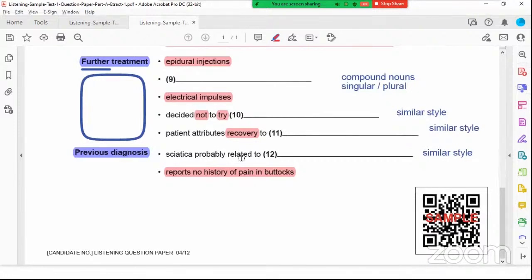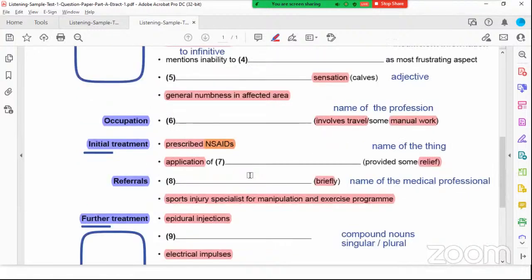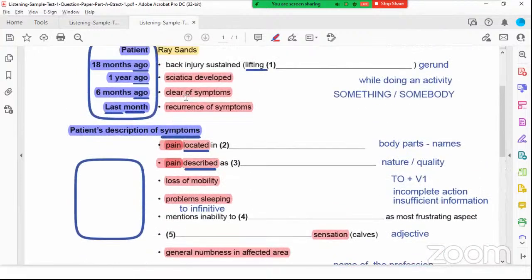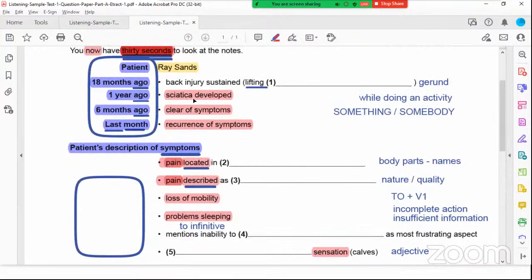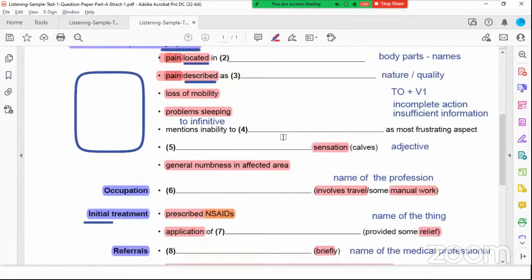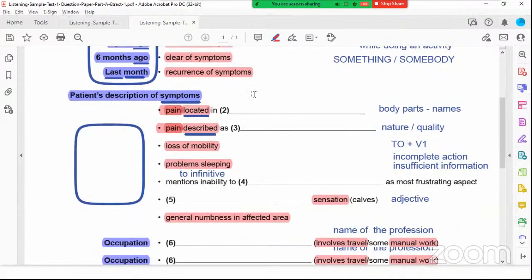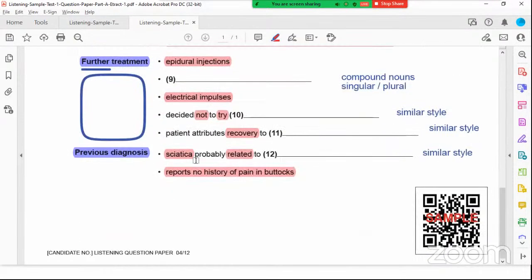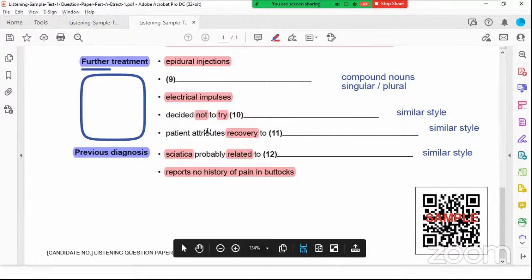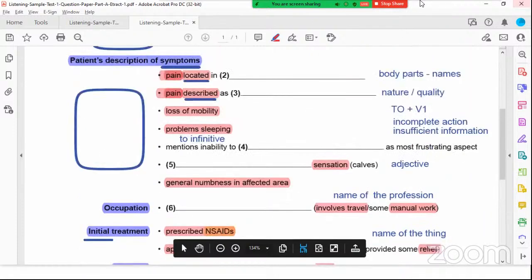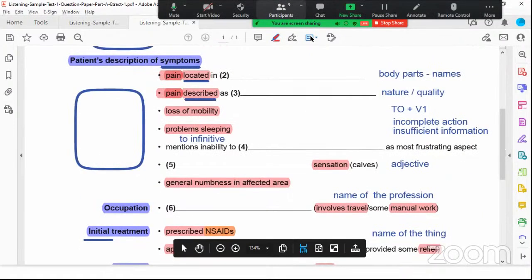Sciatica related to. So see here, sciatica developed. Pain located in sciatica developed as a result of; that is what sciatica probably related to. Sciatica is there and it is related to what? So all these things are important. So now we have activated vocabulary.